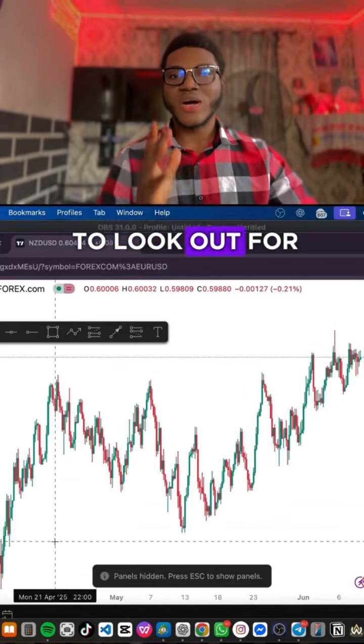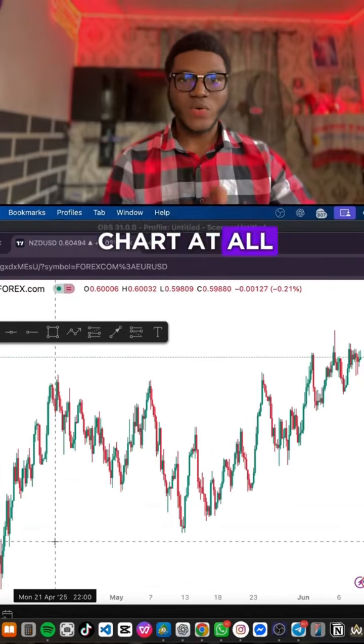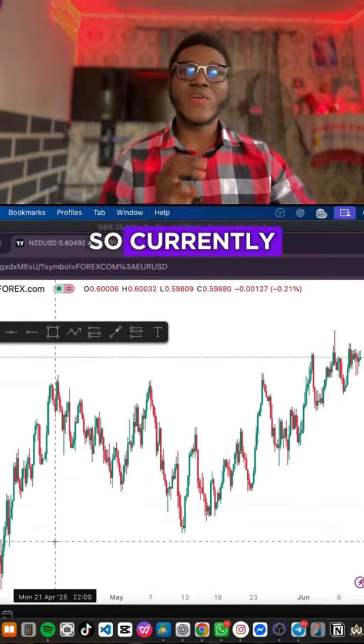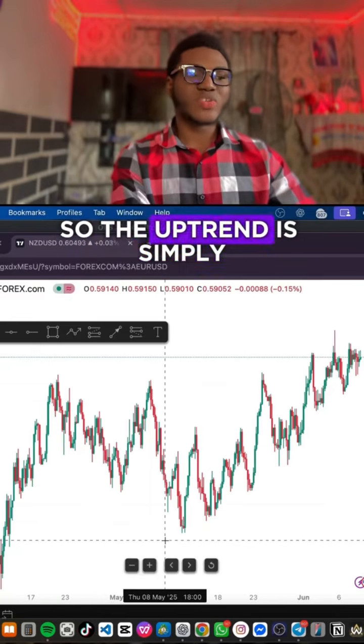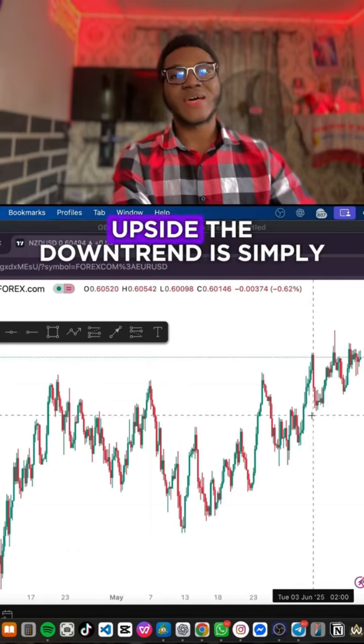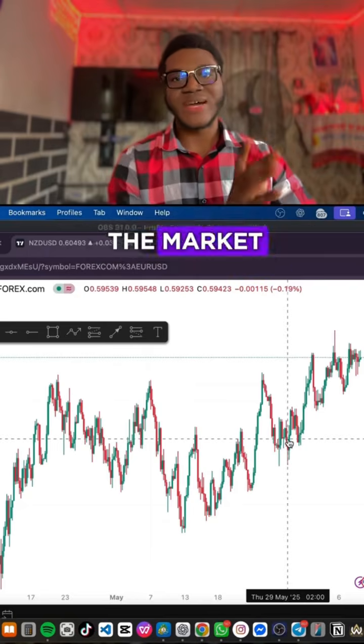So the first thing to look out for as a beginner whenever I open any chart at all is what is the trend of the market. Currently there are three types of trend in the market: the uptrend, the downtrend, and the sideways trend. The uptrend is simply movements in the market that go to the upside. The downtrend is simply movements in the market that go to the downside.